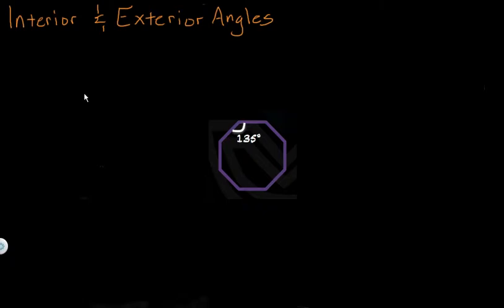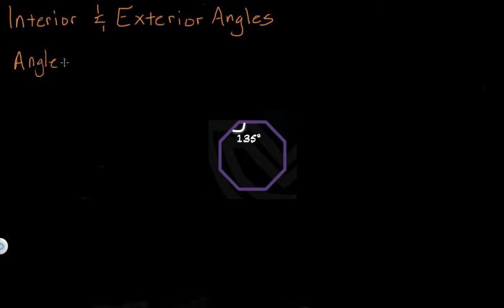So first, interior angles. How do we find the measure of the interior angles of a regular polygon? That's the thing that we're typically concerned about. Say we have a regular n-gon and we want to know what the angle measure is. We can find the angle measure of a regular n-gon using a formula.